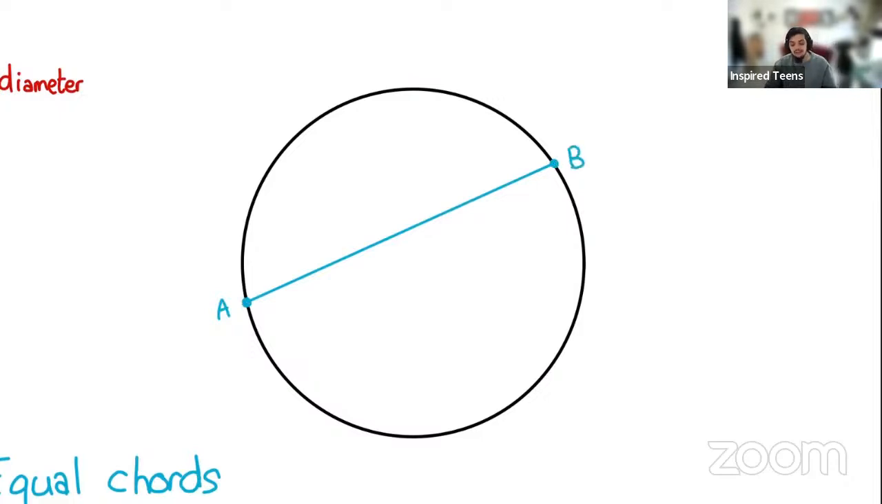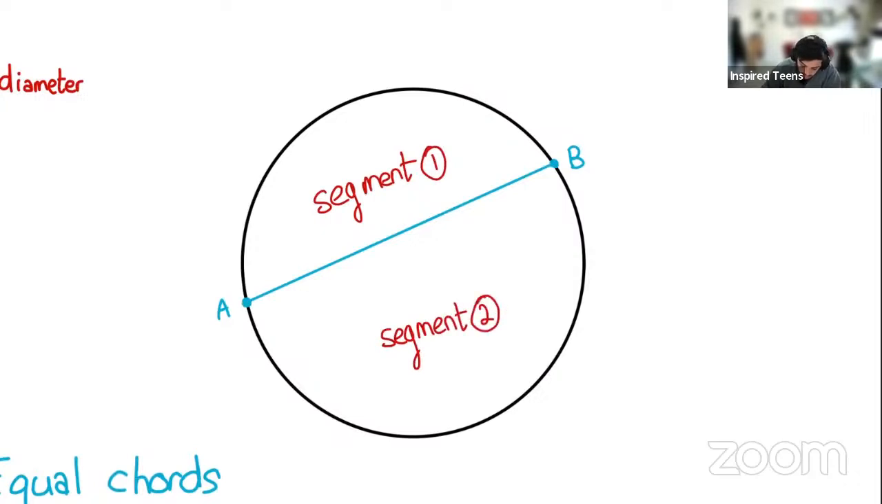Okay, and we're going to discuss the concept of segments. When you draw a chord anywhere in the circle, you basically separate your circle into two segments. A segment here, we call this segment 1, for example. There's no specific name for it. Segment 1 and segment 2. So that's what you need to know, basically.